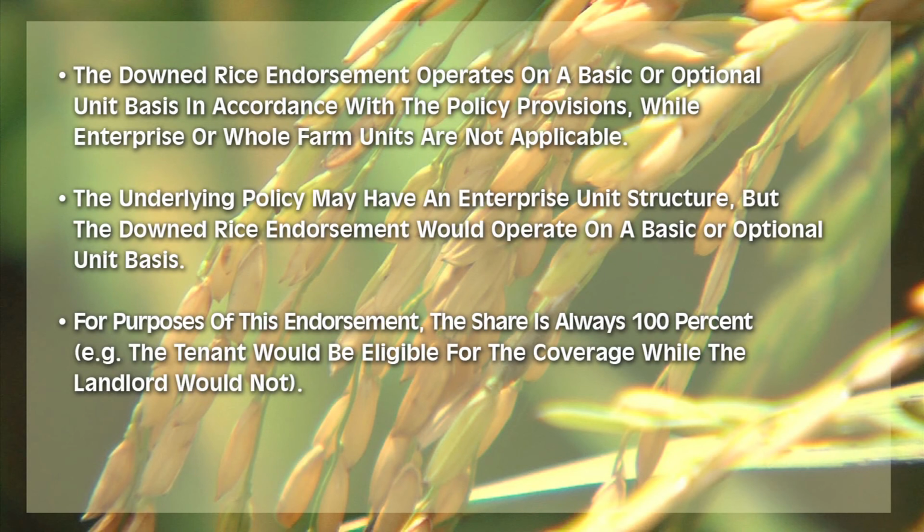The underlying policy may have an enterprise unit structure, but the down rice endorsement would operate on a basic or optional unit basis. For purposes of this endorsement, the share is always 100%. For example, the tenant would be eligible for the coverage while the landlord would not.